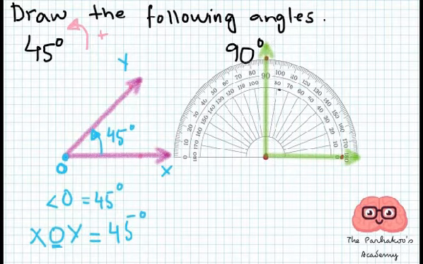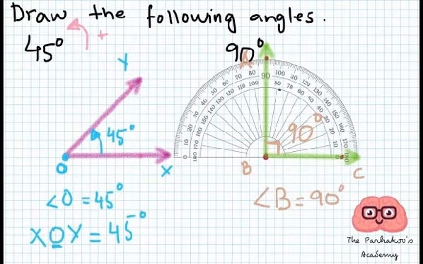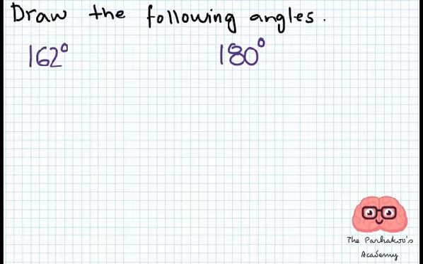So this is the 90-degree angle, and a 90-degree angle is usually represented by a small box at the corner, so it shows the 90 degrees. Let's name it ABC. So we can name it as angle B equals 90 degrees, or angle ABC equals 90 degrees. Okay, now let's practice more problems.